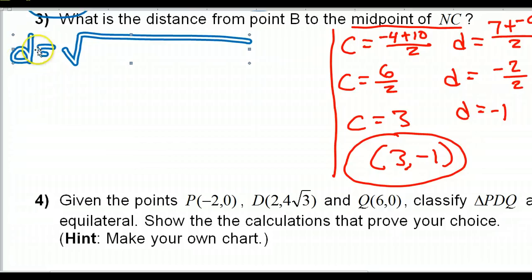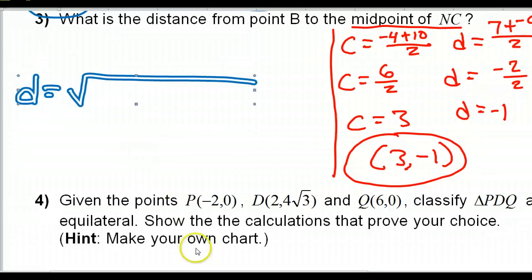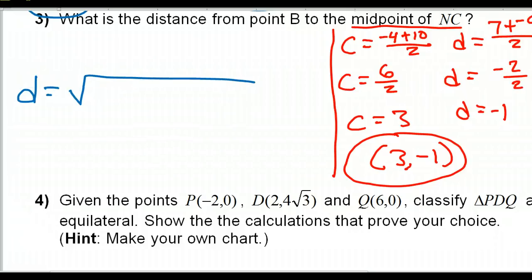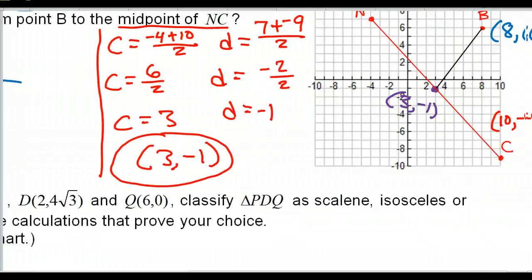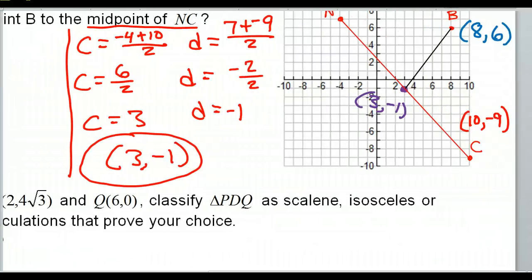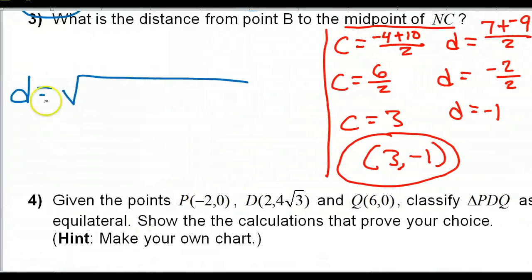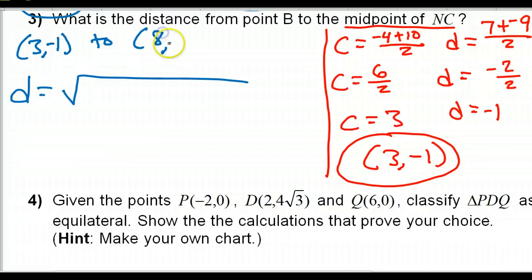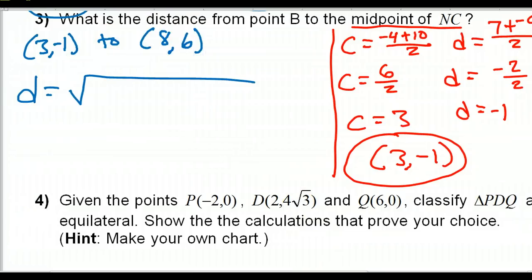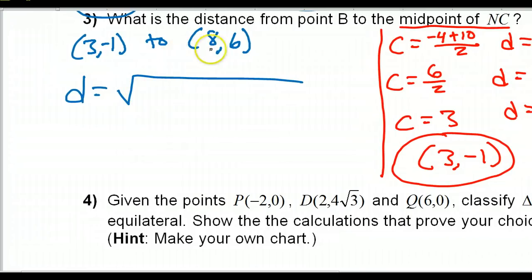Maybe I should do this. Let's move this down a bit. Just to be fair, the points that we're dealing with are (3, -1) and (8, 6). That's the distance we've been asked to find. So that's going to be x minus x squared, so that's 8 minus 3 squared, plus, now y minus y squared, so that's going to be 6 plus 1, right? Minus a negative, you add.